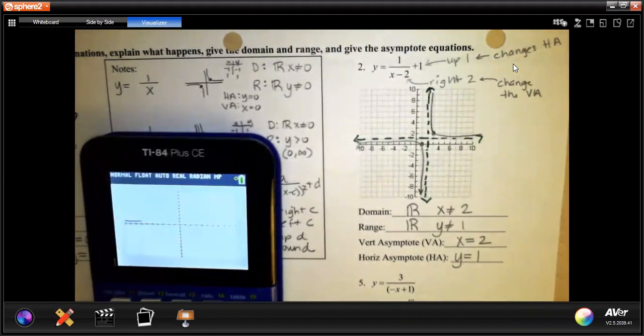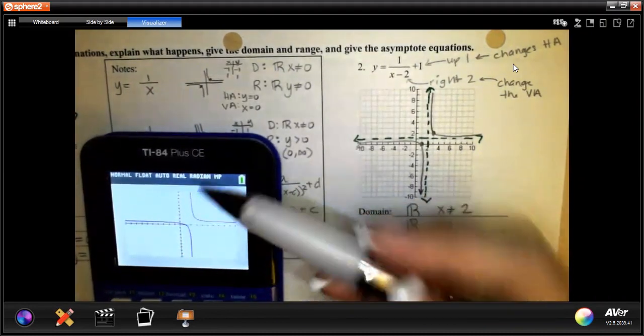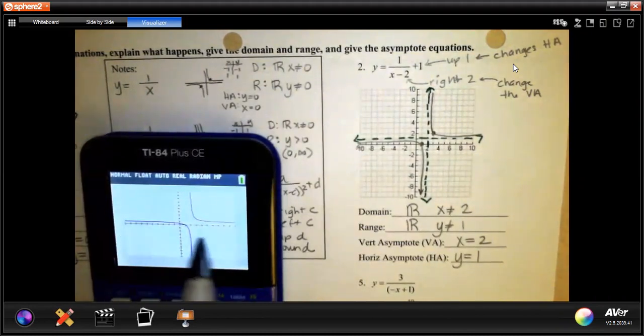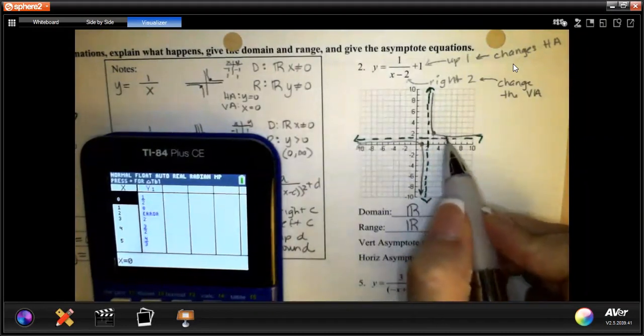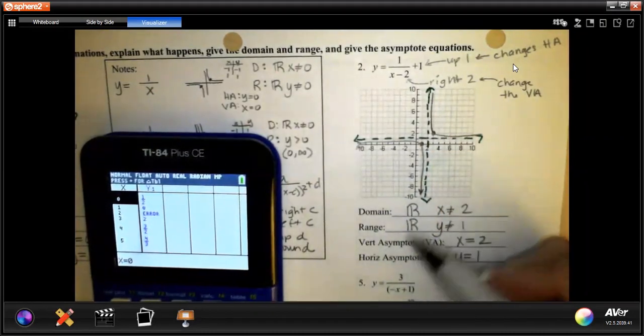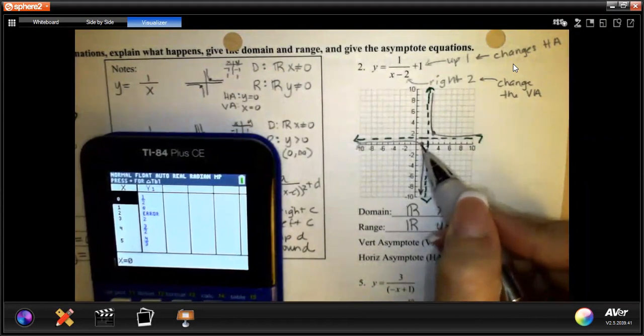Now when I hit graph, we get exactly what we saw on our paper there. You can see the vertical asymptote is right here. That's guiding our graph. You can see the horizontal one that is right here at y equals 1. If we go to our table of values here, you are going to see that most of the points are fractions because they are getting smaller and closer to that asymptote. We do see the point though, 3, 2, which is the point we got right here, and 1, 0, which is the point that we got right here.